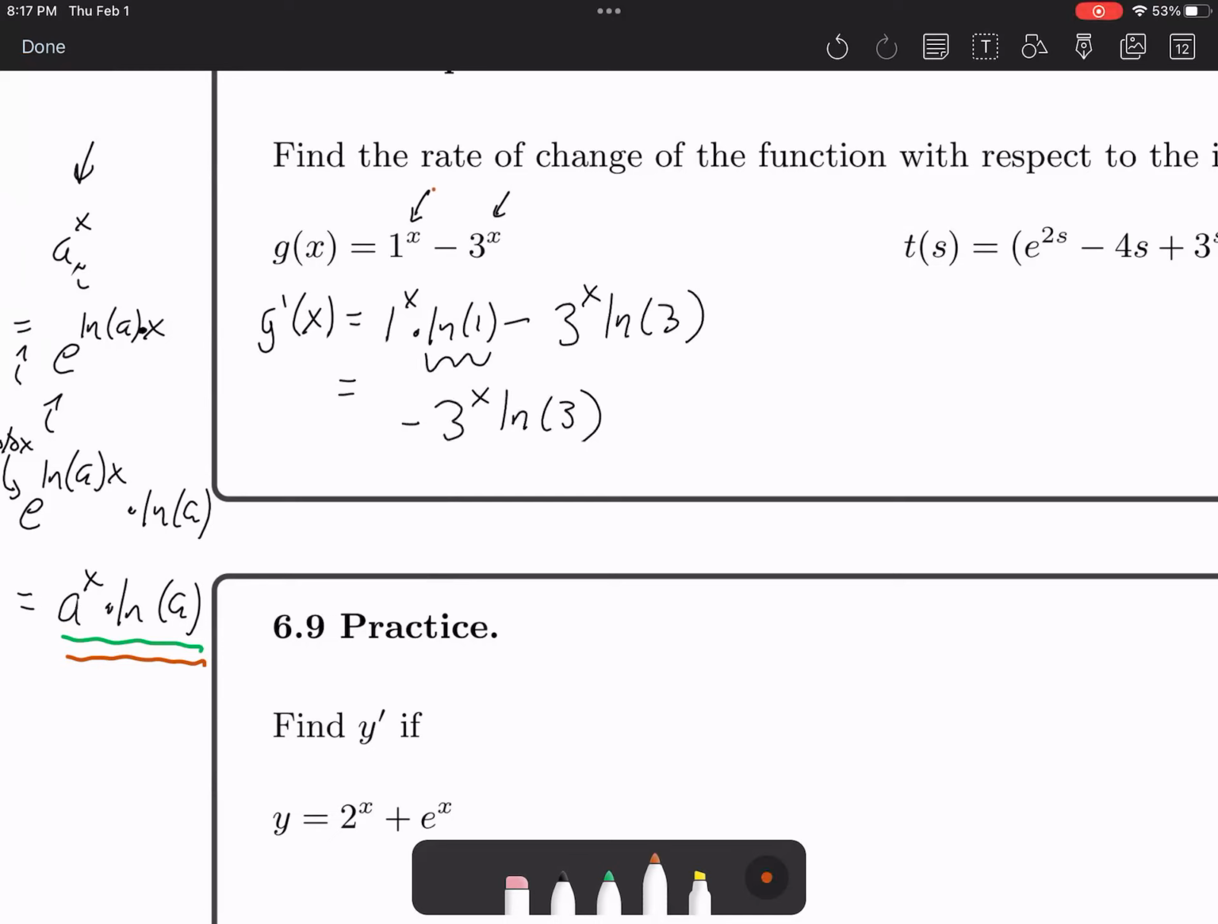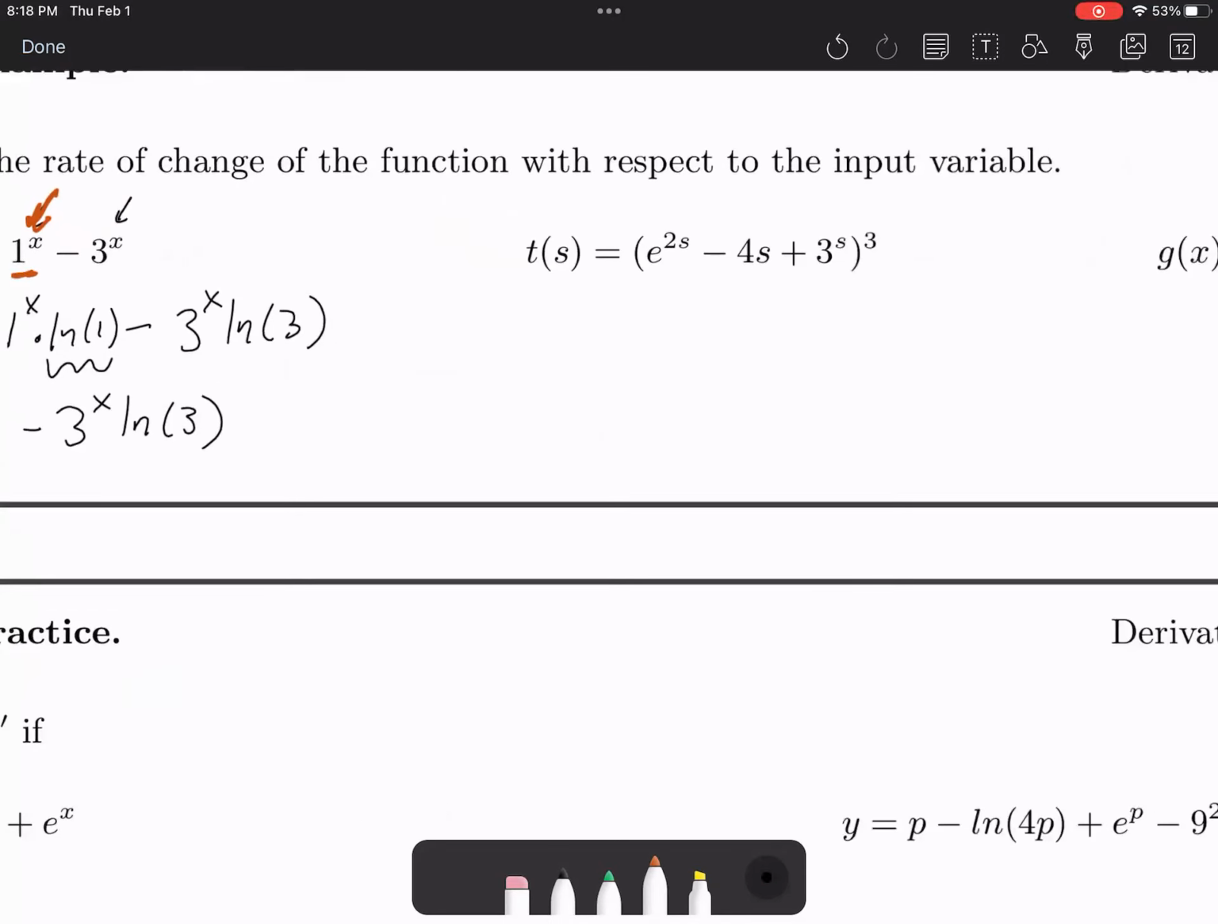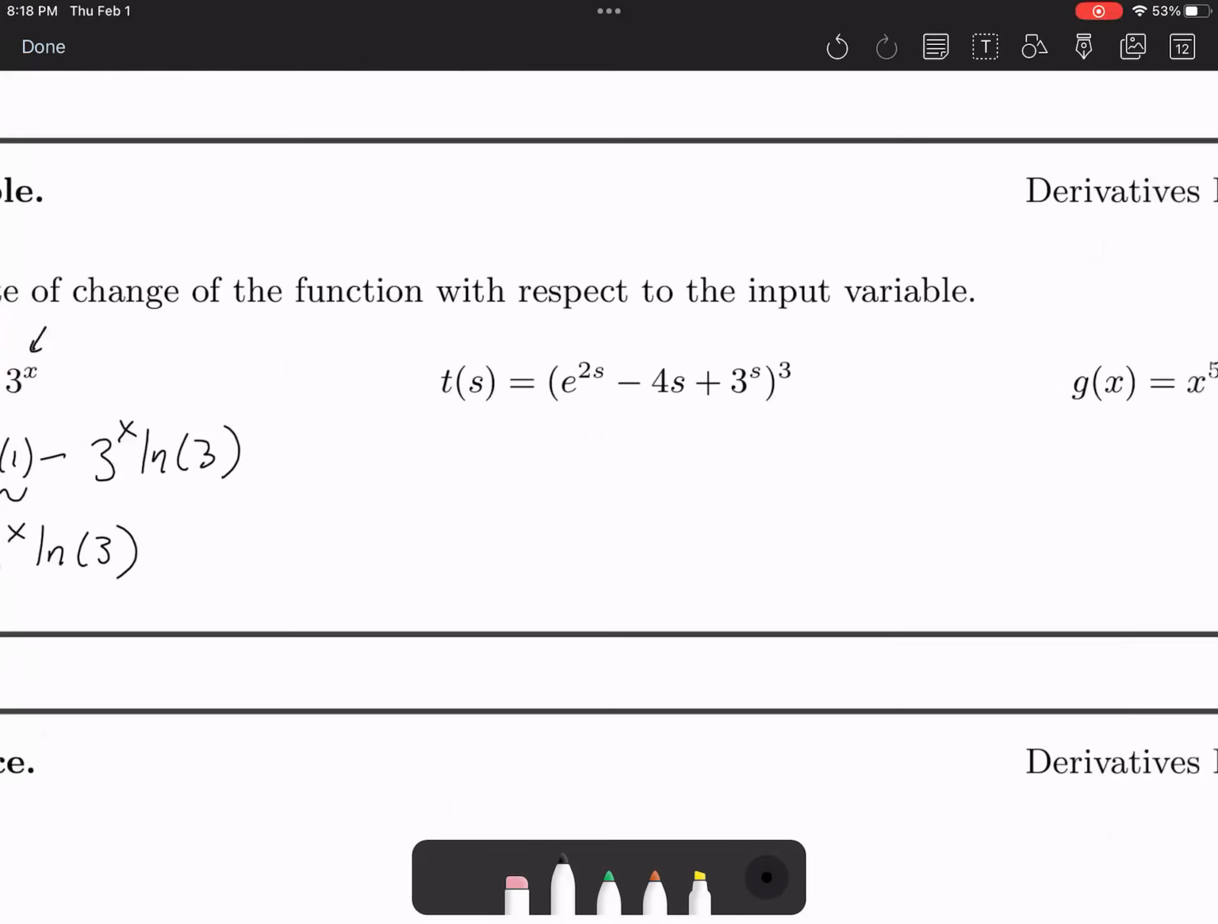You might wonder, why did this term differentiate to 0? Because 1 to the x, no matter what x is, it's 1 times itself over and over again. So it's equal to 1. Its derivative is 0. All right, let's keep going. Let me copy down my rule again. Oops, this should be a natural log.